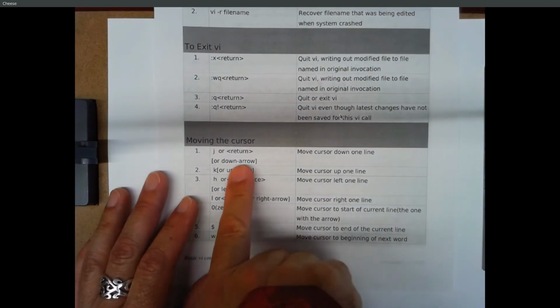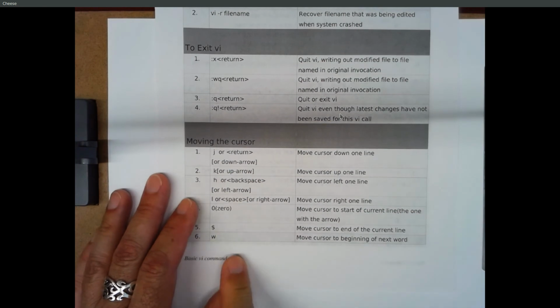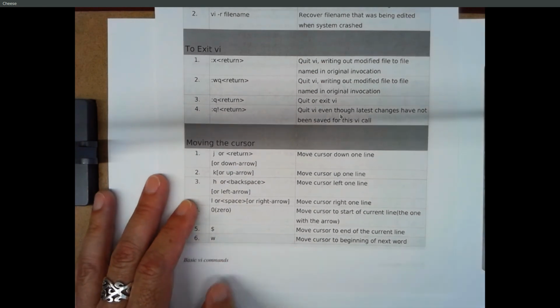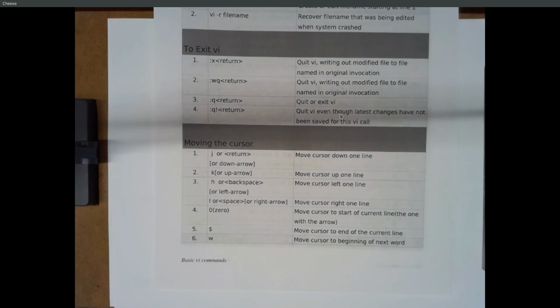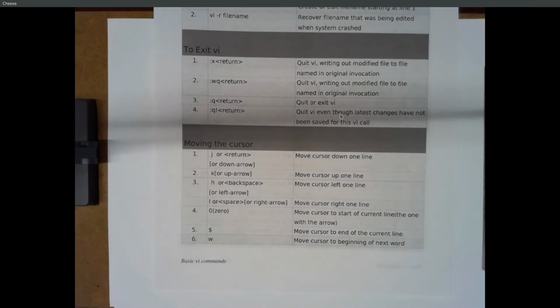All right, so we know how to start, we know how to get out. Moving the cursor around, so HJKL. This is the main way to move around inside the editor. And it also works well for playing Unix-based games. So J moves down, K moves up, H moves to the left, L moves to the right. You can also use the space bar to move to the right. But J is down, K is up, H is back.